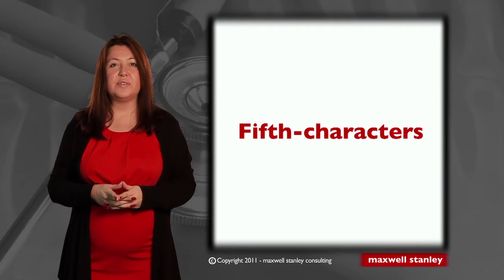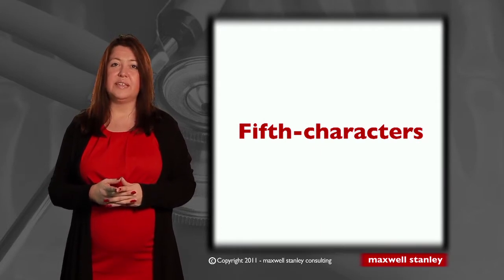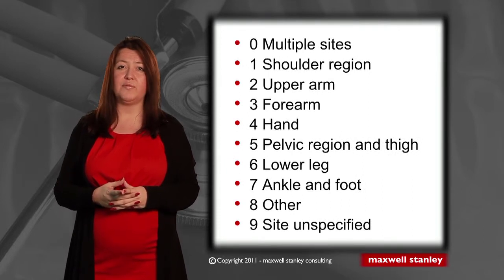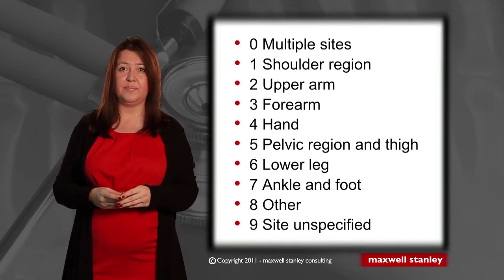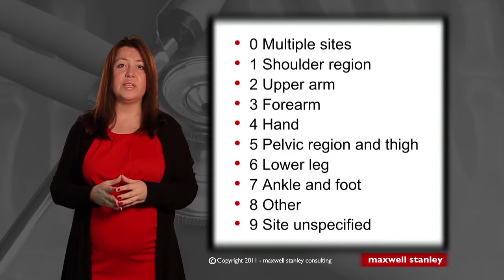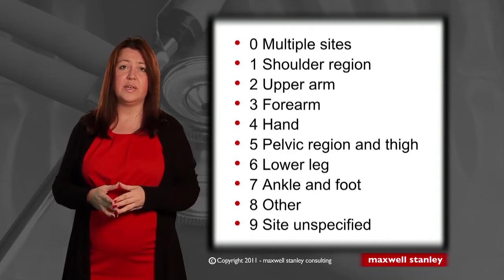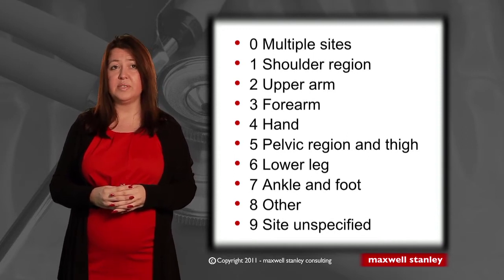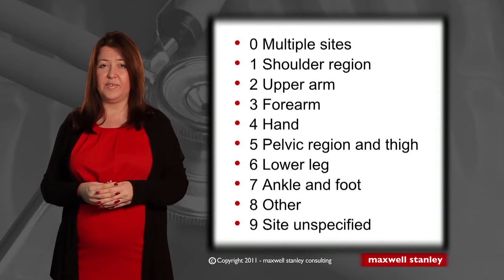This slide shows the characters indicating the necessary fifth character subdivisions when allocating sites to many of the codes from M00 to M99. The chapter also indicates when these extensions are required, and their use is mandatory when the information is present in the source document and doing so adds more specific information.